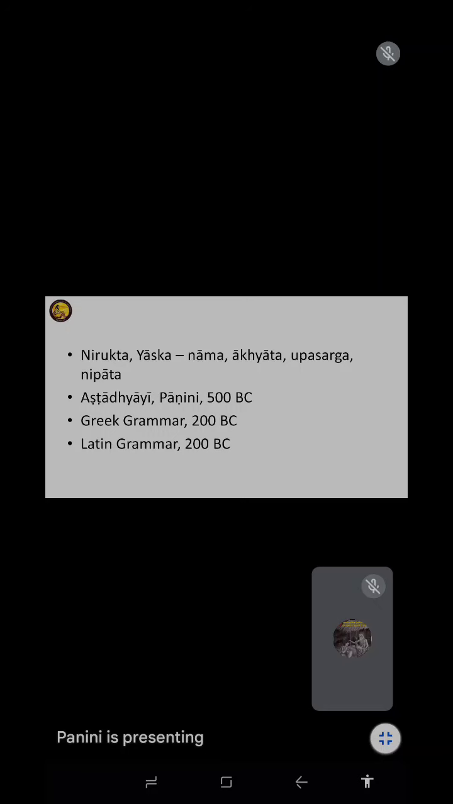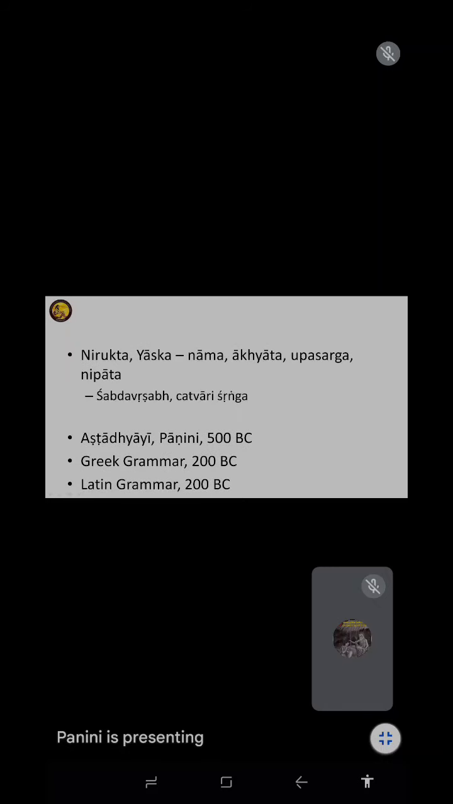So what is that language? The language which entered in the form of a sound has four horns, Chatvari Shringa. Four horns means four parts of speech, which Yaska made as nama, akhyata, upasarga, nipata. Traya Asya Pada: it has three feet on which the bull stands. What are the three feet? They are the three times: past, present, and future.